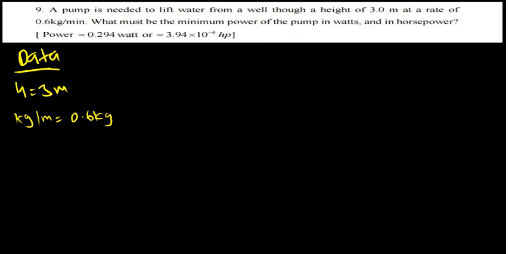We can bring up the formula for power. But first, let's come up with the data before we do everything. We have the height, that's 3 meters. What else do we have? We have the kg per minute, 0.6 kg per minute.